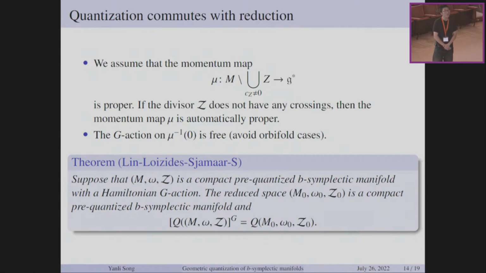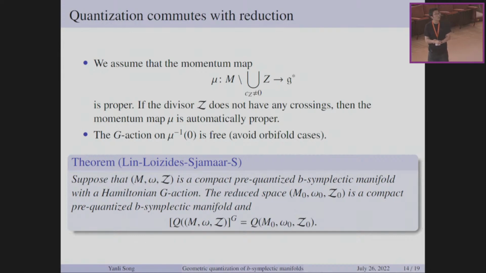In this case, because I allow the modular weight to be 0, the reduced space will be a b-symplectic manifold. In general, it may not be a symplectic manifold, because the hypersurface with 0 modular weight may intersect with the mu inverse of 0. So the reduced manifold in general may not be a symplectic manifold, but a b-symplectic manifold.